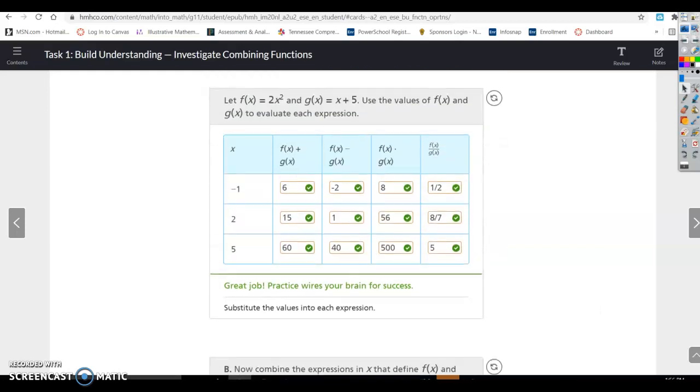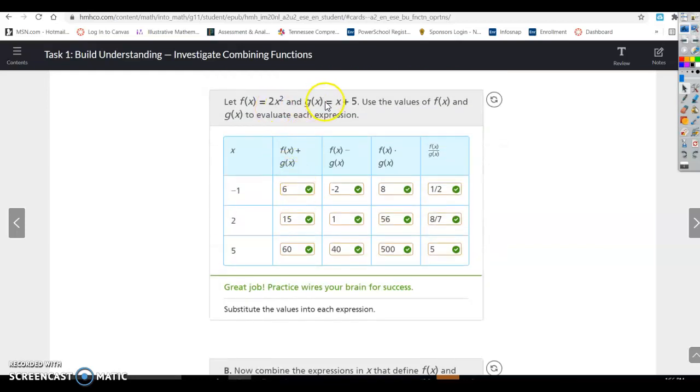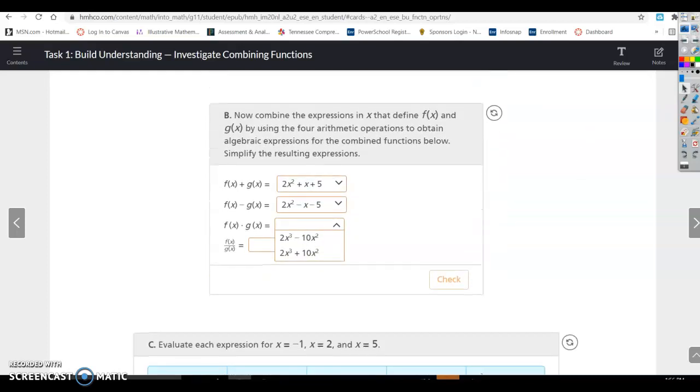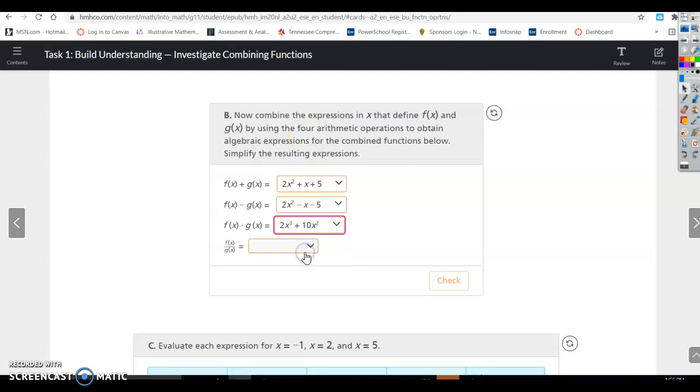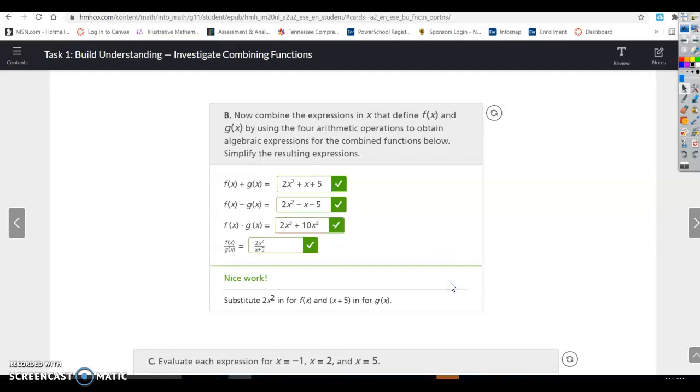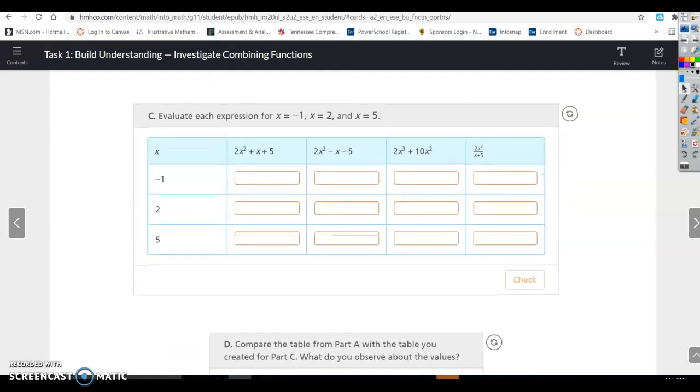If you multiply these two, 2x squared times x is 2x cubed. 2x squared times 5 is 10x squared. So that would be this one. And then 2x squared divided by x plus 5 is your answer there. Alright, now it says evaluate each expression for negative 1, 2, and 5 again.